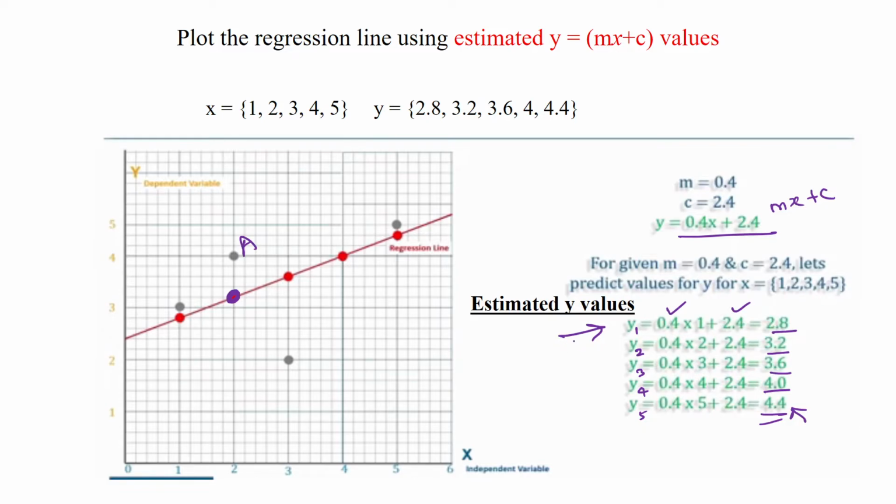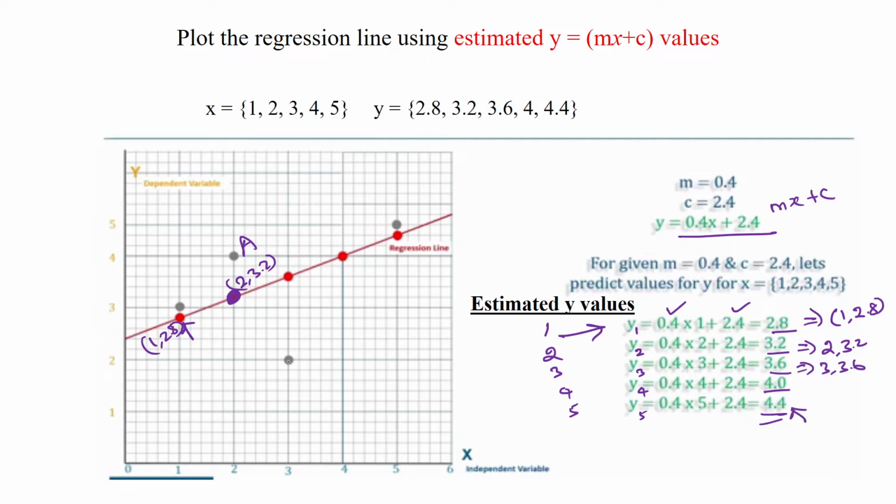So here the x values are 1, 2, 3, 4, 5. This can be indicated by 1 comma 2.8, so that is 1 comma 2.8, this data point. This one is 2 comma 3.2, and the next one is 3 comma 3.6.